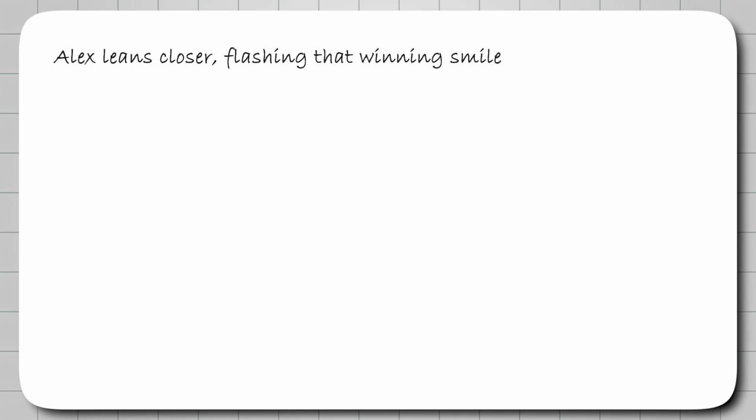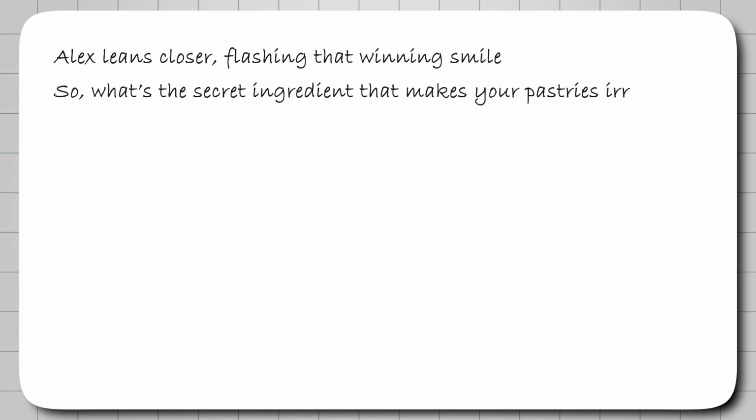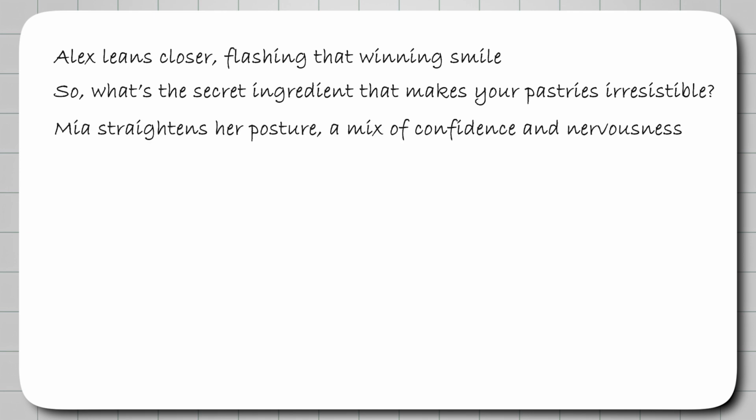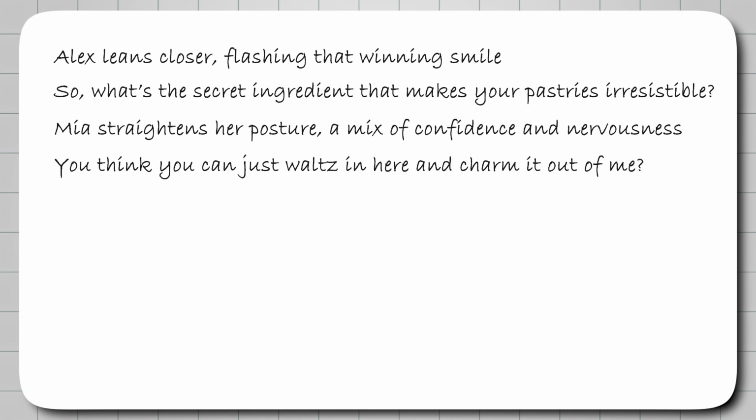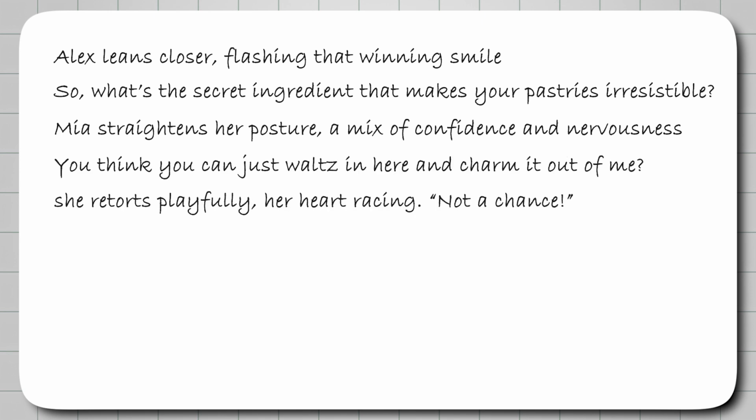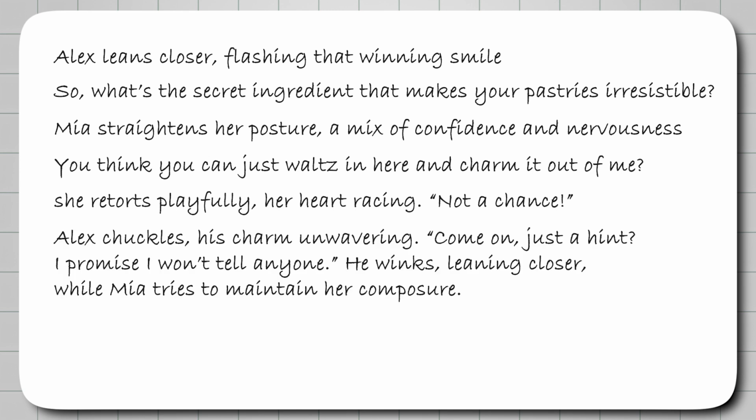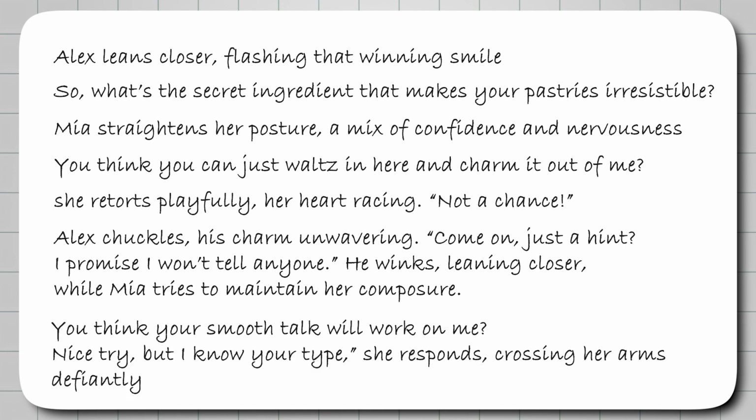Alex leans closer, flashing that winning smile. "So, what's the secret ingredient that makes your pastries irresistible?" Mia straightens her posture, a mix of confidence and nervousness. "You think you can just waltz in here and charm it out of me?" She retorts playfully, her heart racing. "Not a chance." Alex chuckles, his charm unwavering. "Come on, just a hint? I promise I won't tell anyone." He winks, leaning closer, while Mia tries to maintain her composure. "You think your smooth talk will work on me? Nice try, but I know your type," she responds, crossing her arms defiantly.